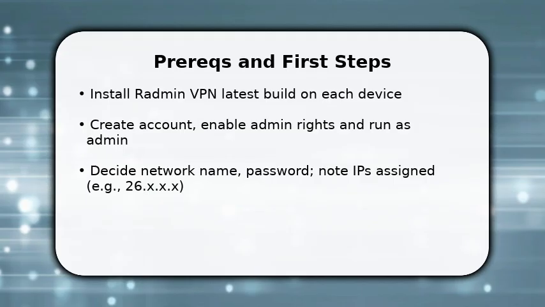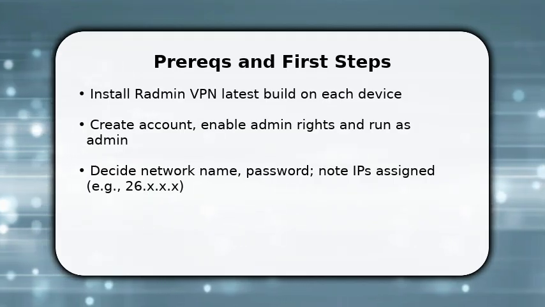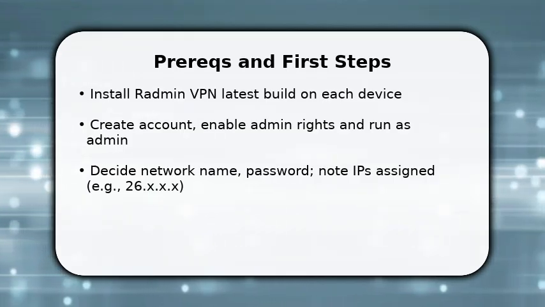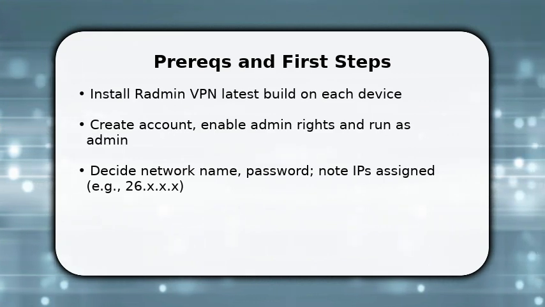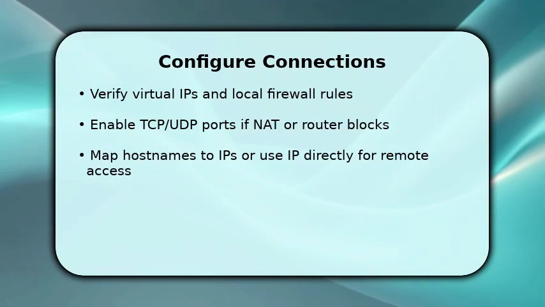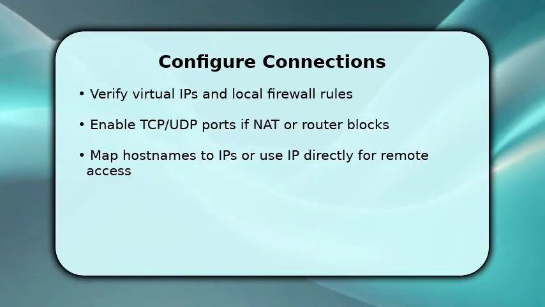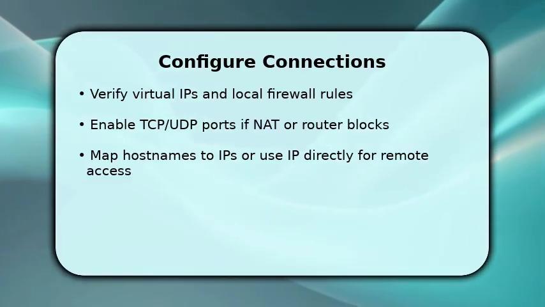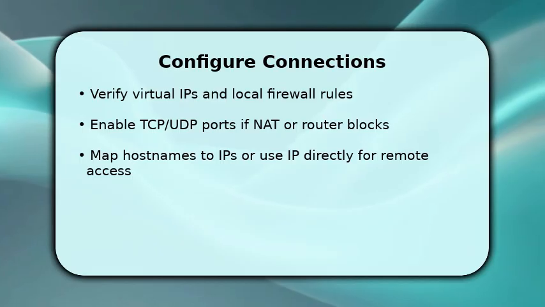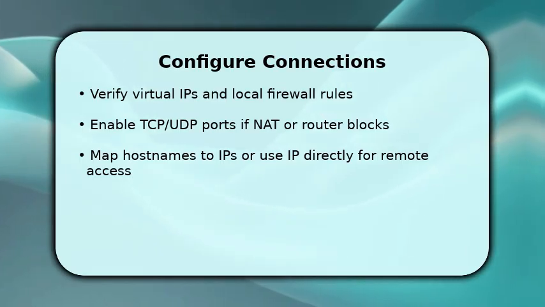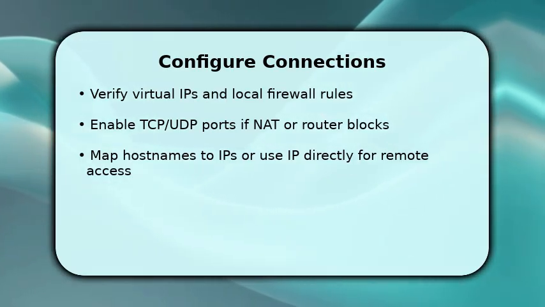connect. Now open the app and create the network. Once created, invite peers using the exact network name and password you set. Once members join, verify their virtual IPs and check Windows firewall or third-party firewalls to allow Radmin traffic. If blocked, add explicit rules for the Radmin executable.